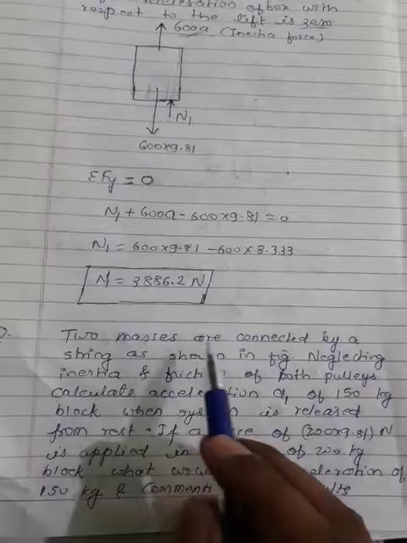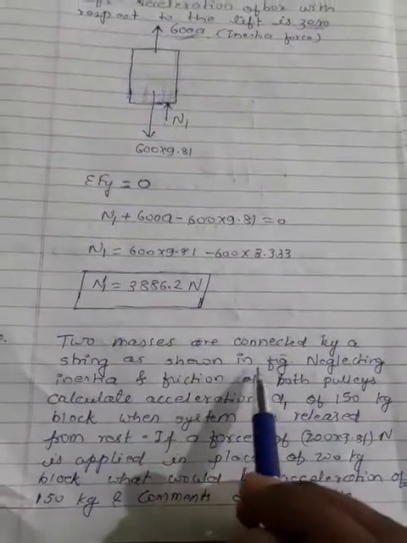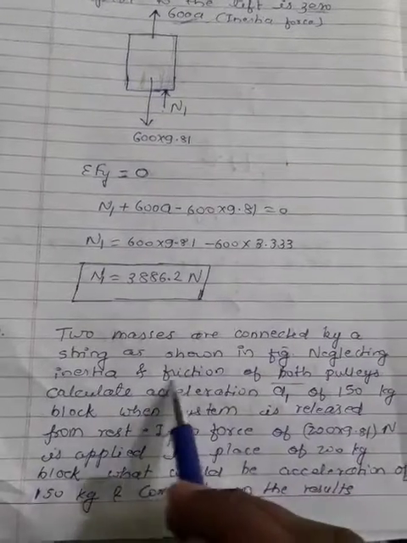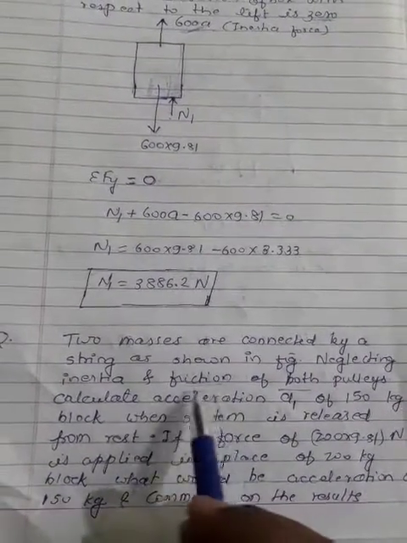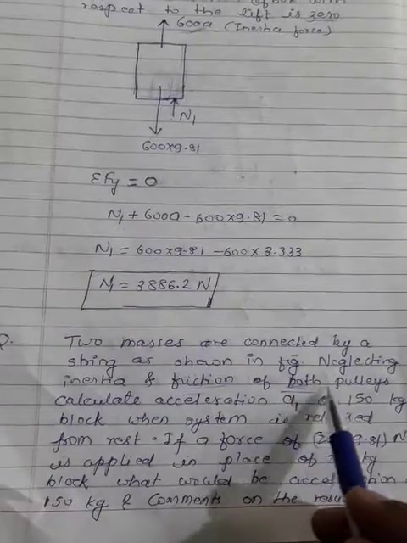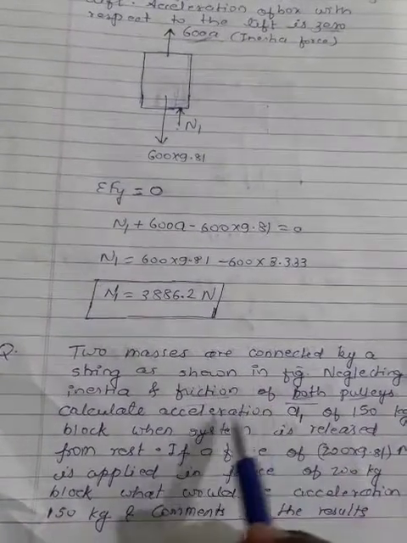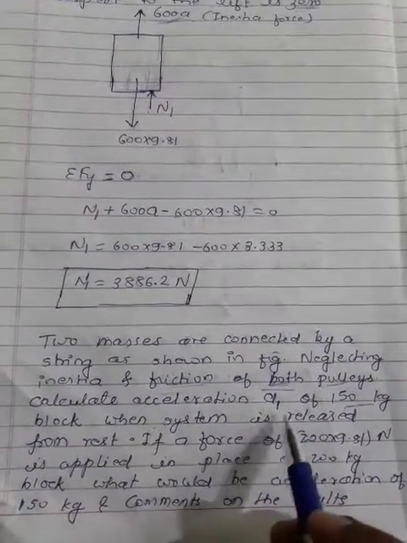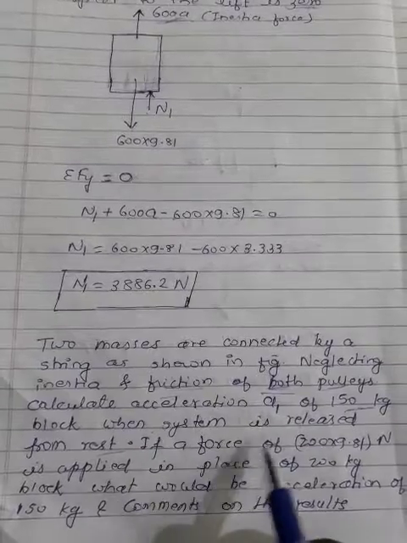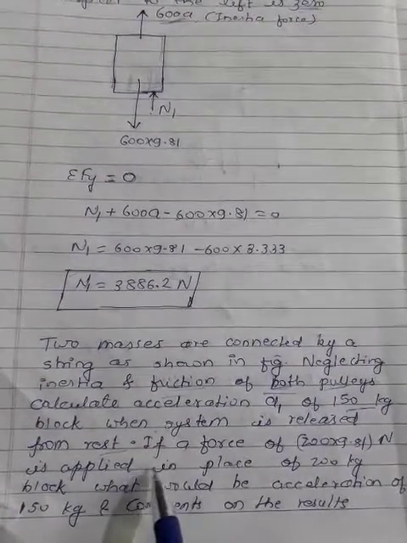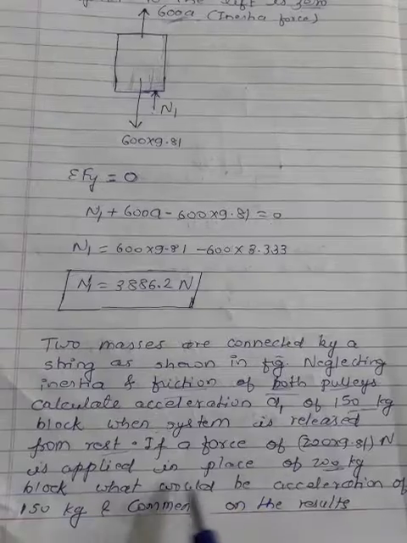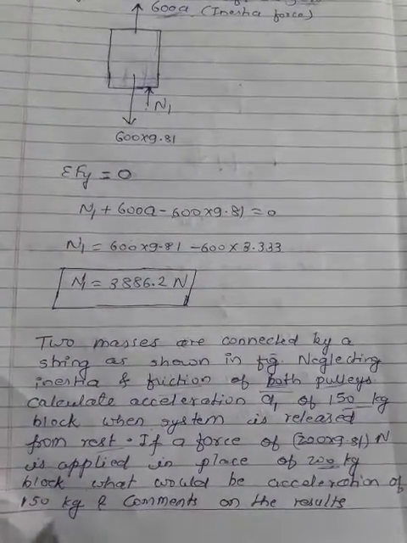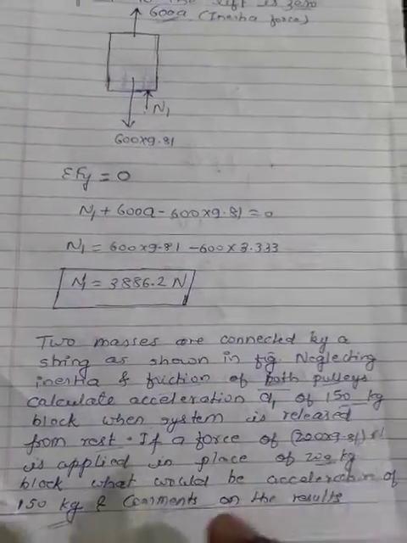So in this numerical, two masses are connected by a string as shown in the figure, neglecting inertia and friction of both pulleys. So I am neglecting inertia and friction of the pulley here. Calculate the acceleration A1 of the 150 kg block when the system is released from rest. If a force of 200 into 9.81 is applied in place of the 200 kg block, what will be the acceleration of the 150 kg block, and comment on the result.